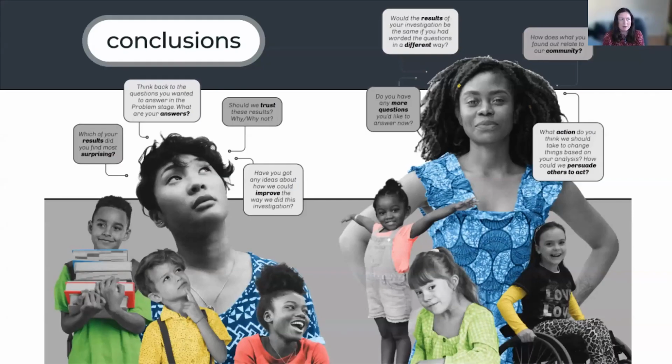And then the last stage within the PPDAC cycle is the conclusions stage. And this is the bit where you're thinking back to the first problem stage. You're thinking, well, what question was it that I wanted to answer? And what are the answers? What did we find out? And also, what was surprising about it? Should we trust the results? Like, do we know we collected the data in a slightly imperfect way? Is there something that we could improve for next time? How should we tell people in our community about what we discovered?